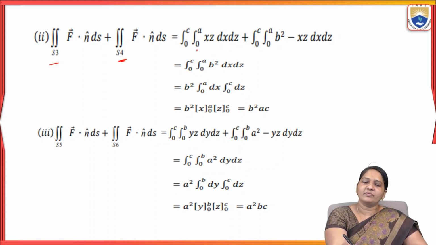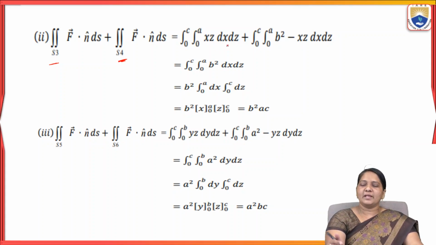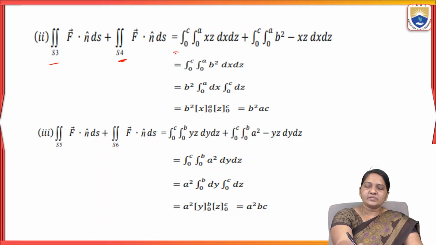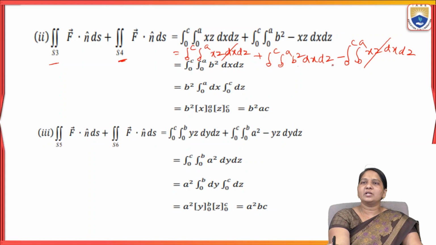So the third surface integral value: integral 0 to c, integral 0 to a, xz dx dz, plus integral 0 to c, integral 0 to a, b square minus xz dx dz. If you expand like this, integral 0 to c, integral 0 to a, xz dx dz, plus integral 0 to c, integral 0 to a, b square dx dz, minus integral 0 to c, integral 0 to a, xz dx dz. So these two will be cancelled. Finally, we got here integral 0 to c, integral 0 to a, b square dx dz.